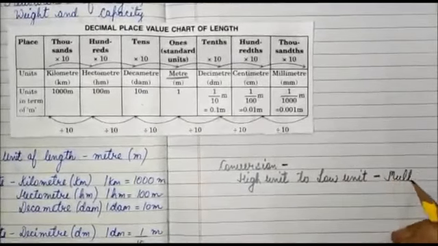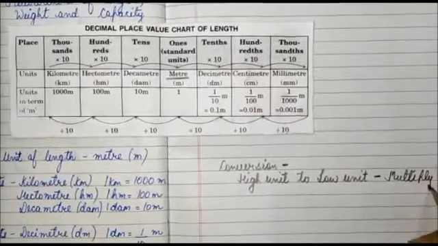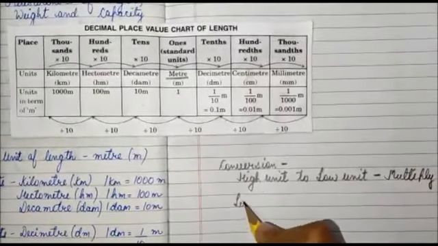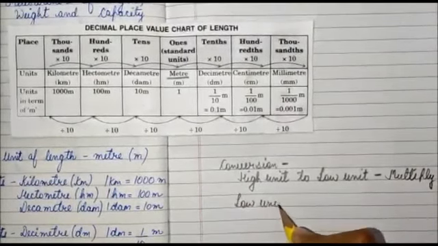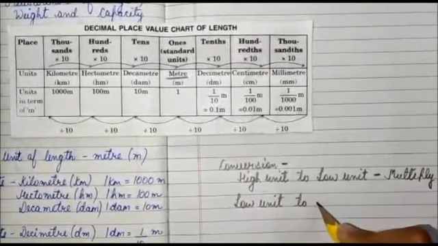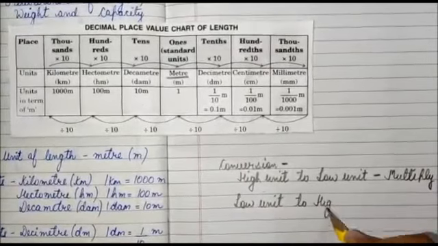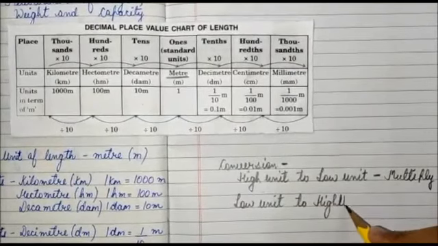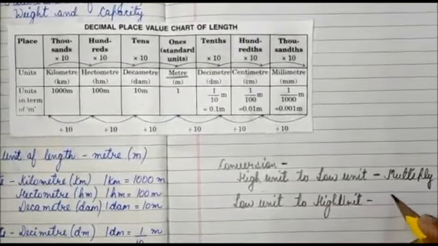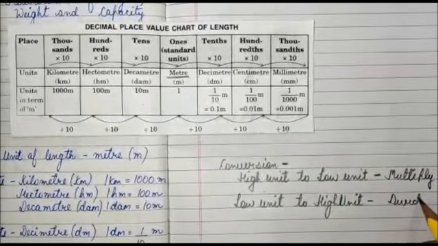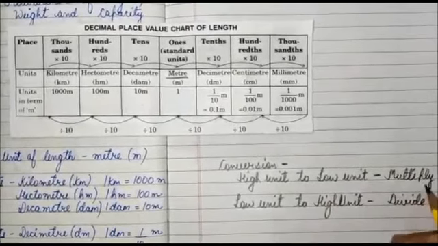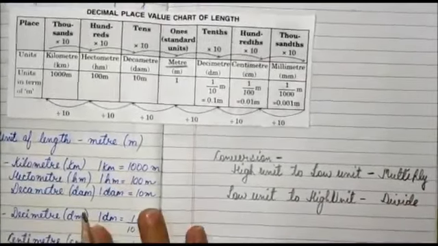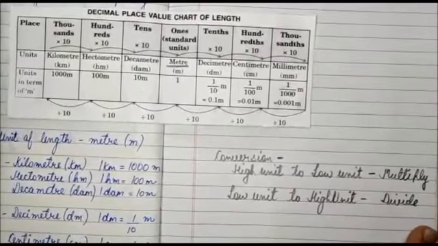Remember this. However, when you are doing the opposite, from low unit to high, you will always divide. If you keep this in your mind, it is going to help you always, and you will never make a mistake. High to low, you will always multiply. And when you are going from low unit to high unit, you will always divide.